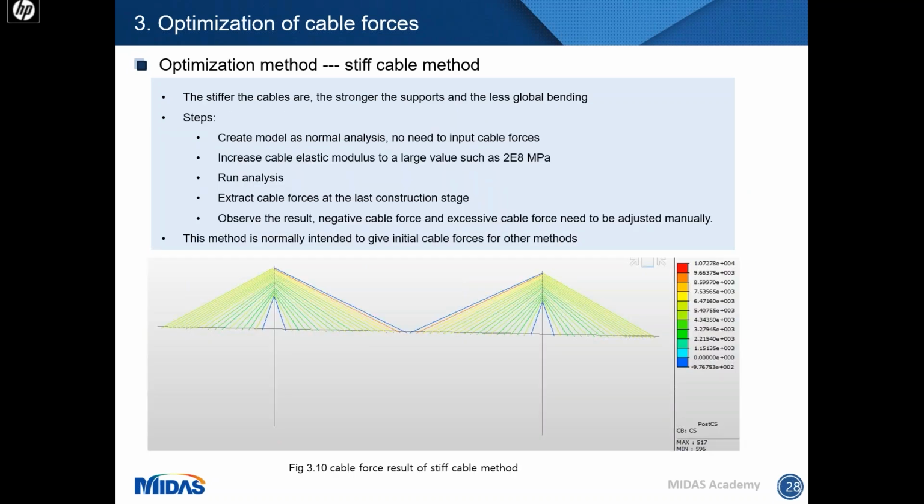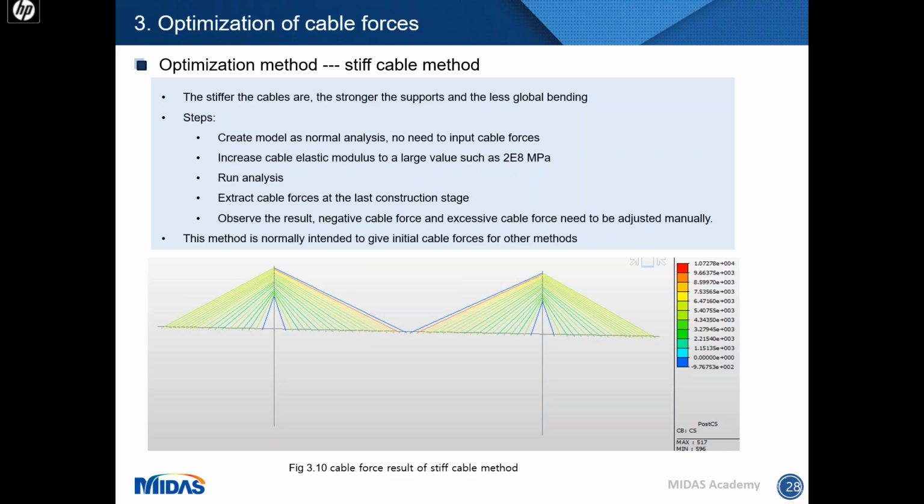So for the first optimization, the stiff cable method, we know the girder is supported on cables. Imagine if the cables are very soft. In extreme cases, the cables are as soft as noodles. Noodles cannot provide any support to the girder, so we can ignore cables. It will not be a cable-stayed bridge, it will be a continuous girder bridge.